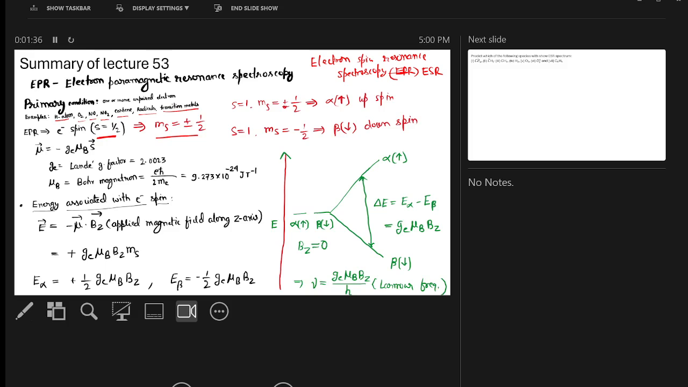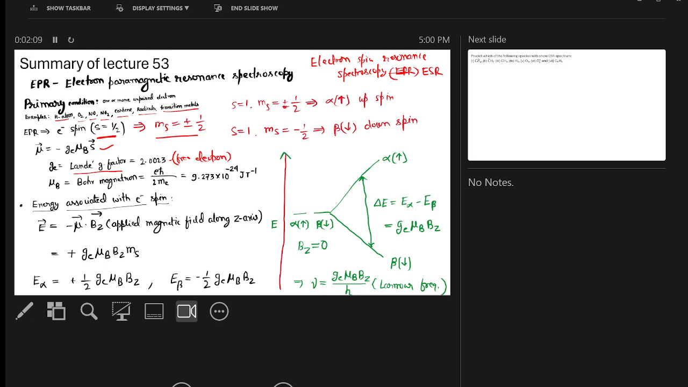So the magnetic moment associated with that spin can be given by this equation. Mu equal to minus g mu B S, where g is called the g factor. The value of the g factor for a free electron is 2.0023. This is for a free electron. What does it mean? Meaning in a molecule or in an atom, this value will change.